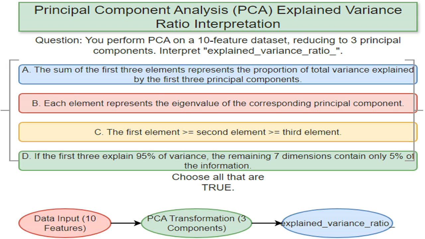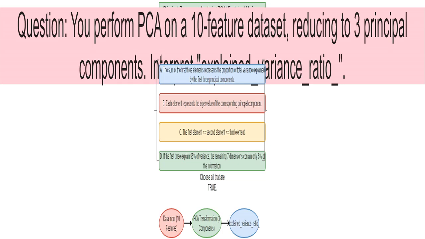I'm explaining PCA, a technique to simplify data by reducing the number of features while preserving important information. We use principal components, which are new variables that capture the most important patterns in the data. The explained variance is how much each component describes the original data's spread. I'm presenting a multiple-choice question that checks your understanding of PCA's explained variance ratio.